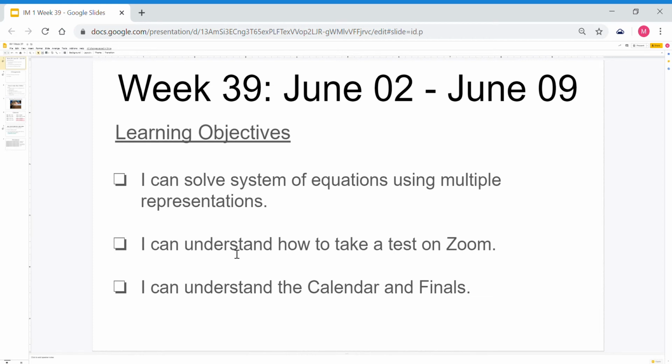Second objective, I can understand how to take a test on Zoom. So I'll go over in a bit what it looks like to take a test on Zoom. And lastly, I can understand the calendar and finals. So this is just a repost of the calendar and the finals so that students are aware what the last weeks of school look like.